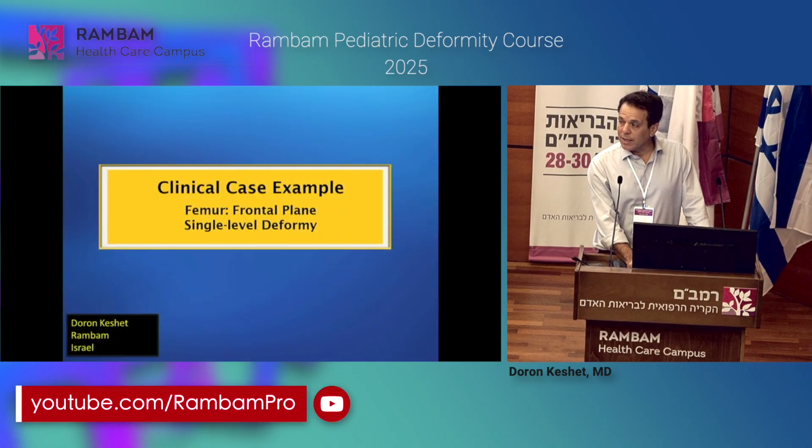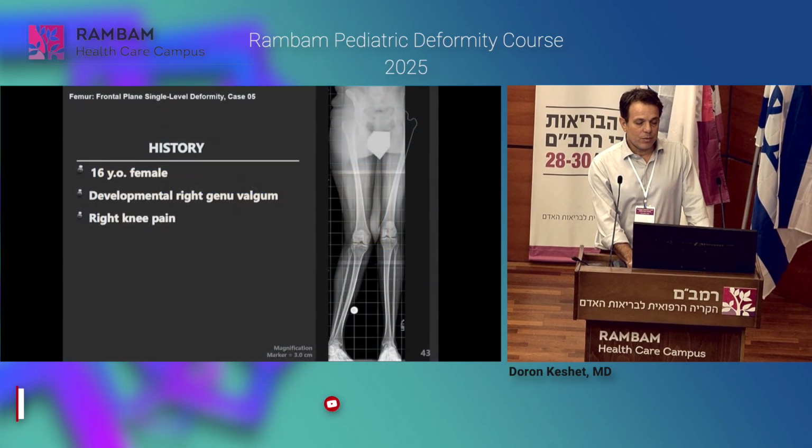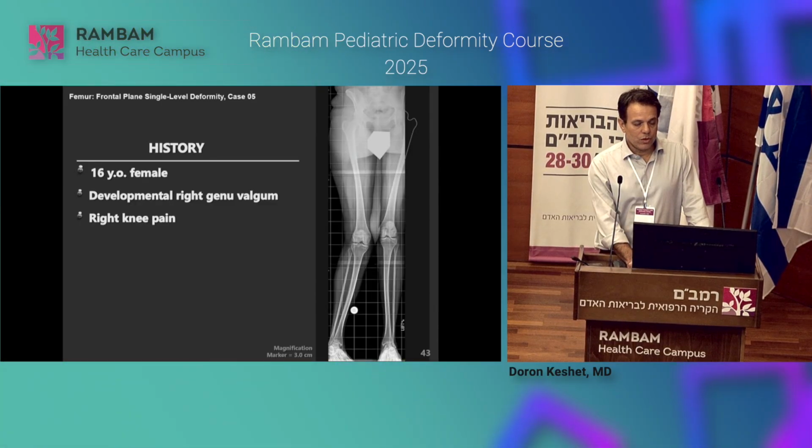So let's use one clinical example for single limb deformity. This is a case also from the Baltimore course.